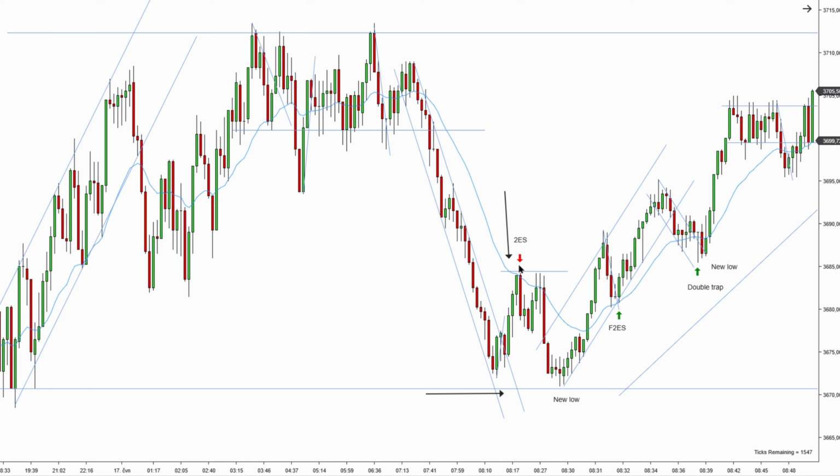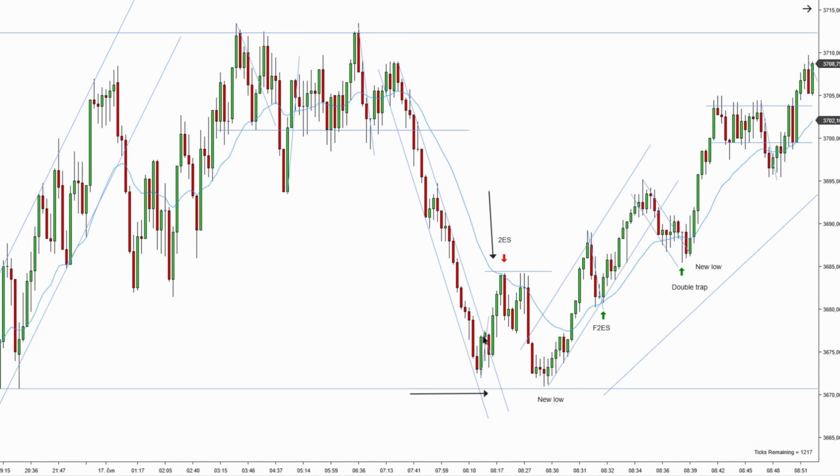First entry failed, and we have a second entry short. Big bearish bar at the exponential moving average, which is a key entry point. Uptrend played out, and I need a new extreme. So this is a high probability setup.